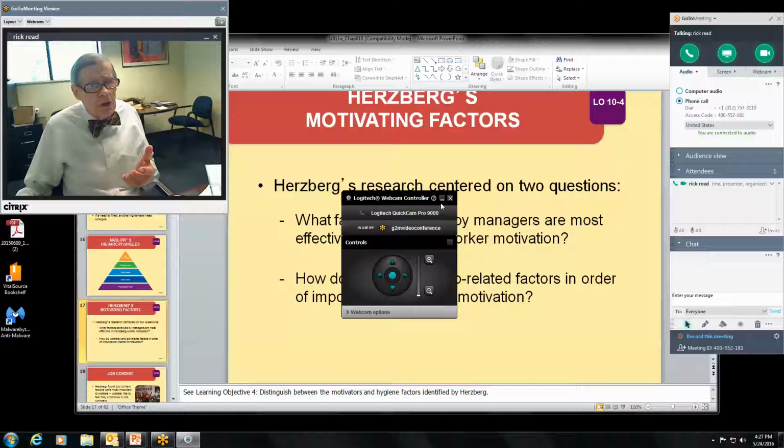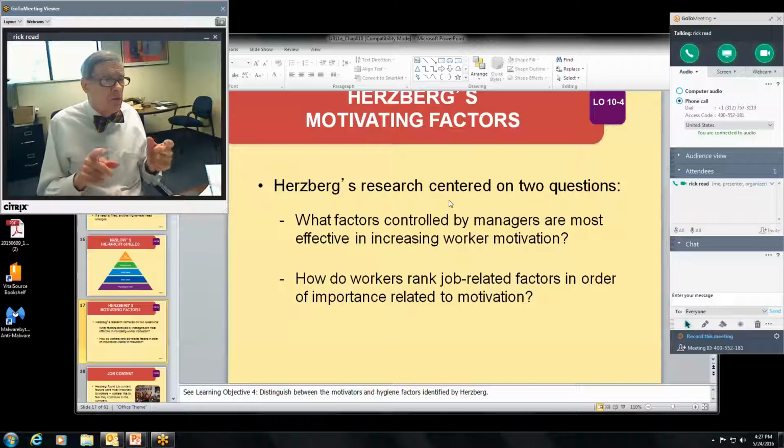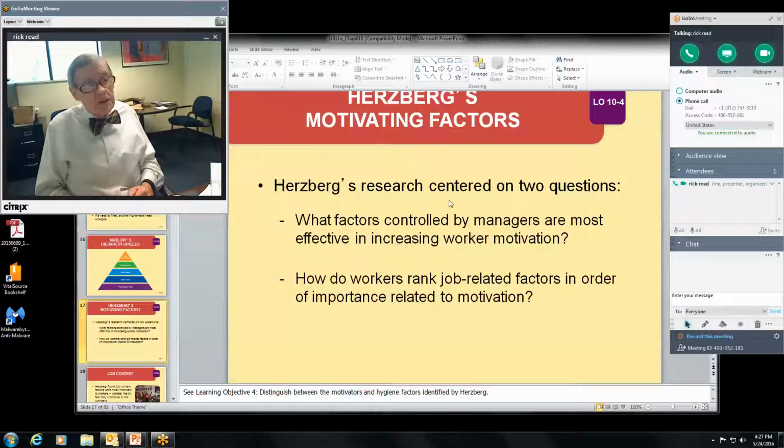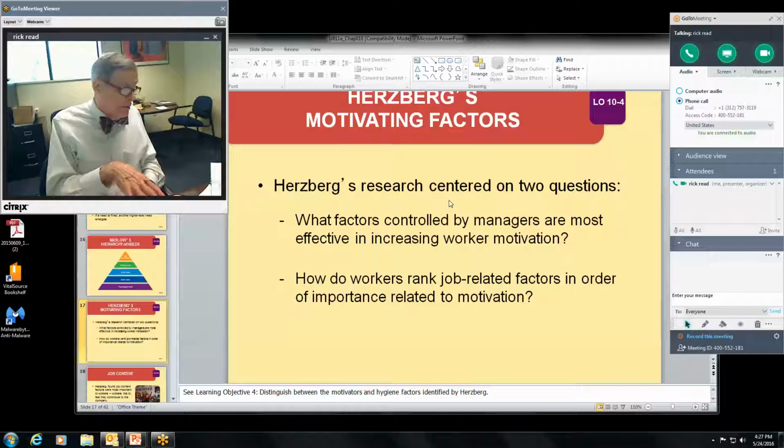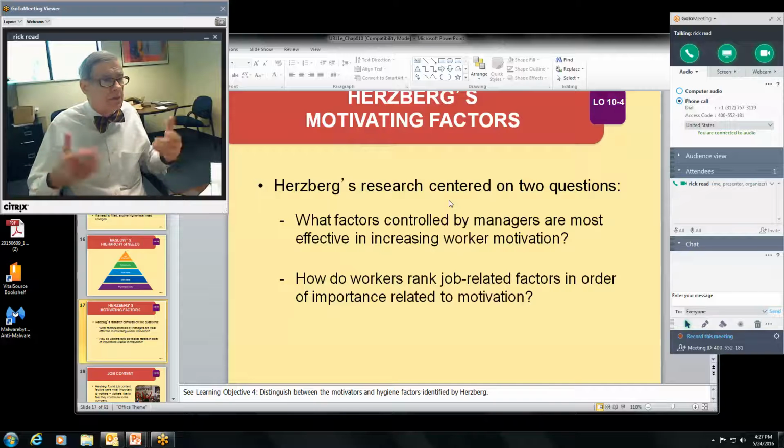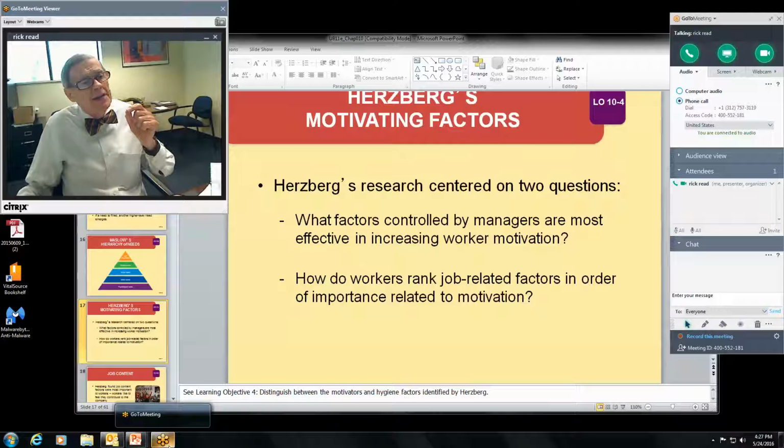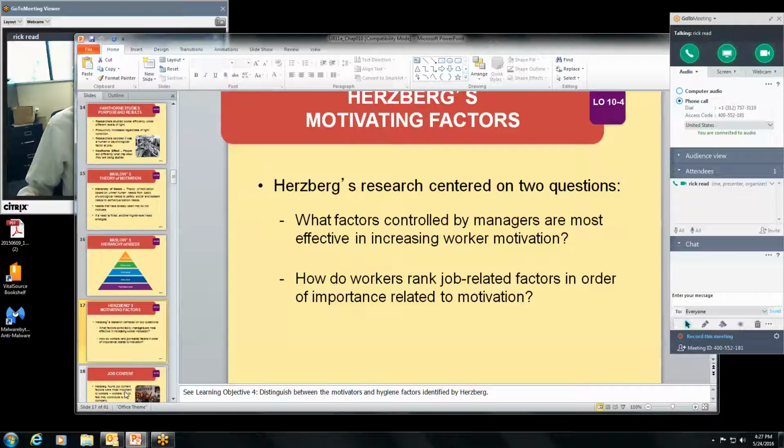Herzberg says that these factors are important, but they will not increase motivation. These factors can cause dissatisfaction if, in fact, they're absent. And those things like supervision, working conditions, company policies, etc., they will not increase motivation. Those are in the job context, what the job entails, its environment, not what somebody is actually doing.